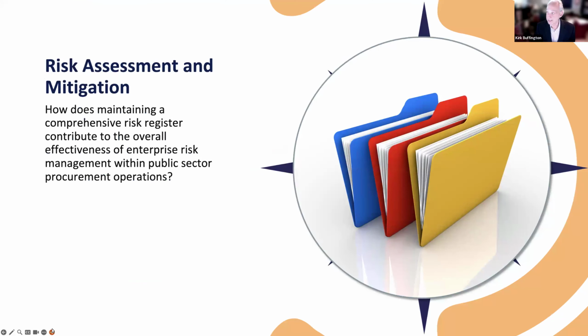Risk assessment and mitigation. How does maintaining a comprehensive risk register contribute to the overall effectiveness of risk management? We will learn in the second lab series about the risk register and how that can be built organizationally, in that holistic kind of approach, so that everybody has the knowledge of the risks that the agency is facing and how the agency is going to mitigate or treat each of those risks.